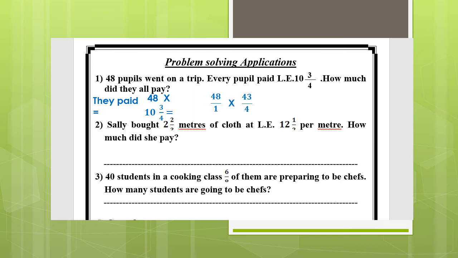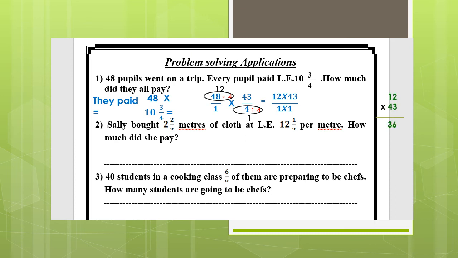48 over 1 times 43 over 4. 4 and 48 are together in table 4, so I'm going to divide by 4 up and down. 48 divided by 4, which is 12. 4 divided by 4, which is 1. So what's left? 12 times 43 over 1 times 1.